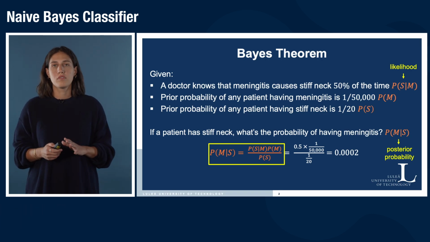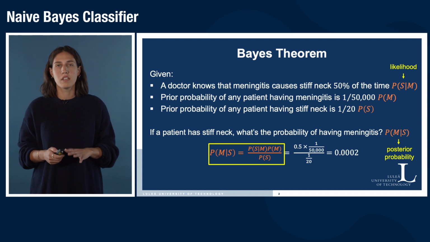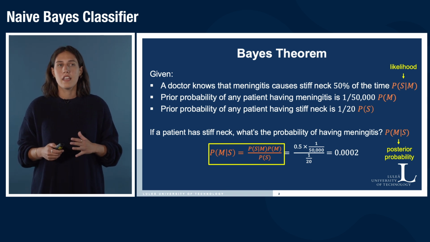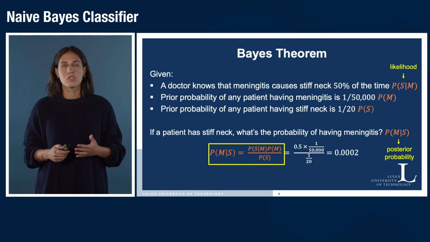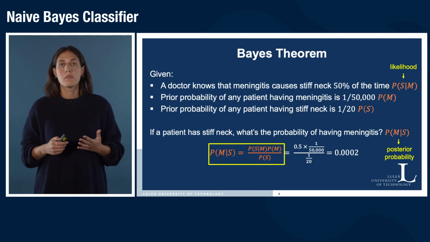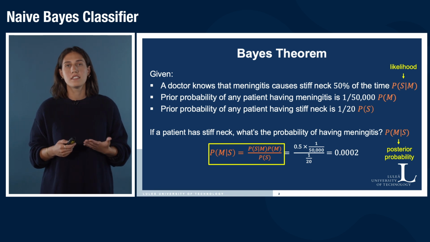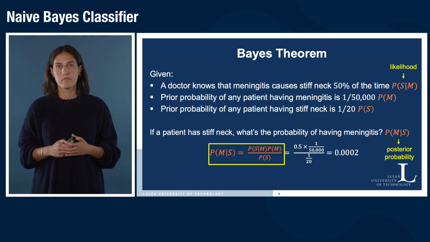Let's say we want to find the probability of a patient having meningitis given that they have a stiff neck. As givens, we have that a doctor knows that meningitis causes stiff neck 50% of the time, that the prior probability of any patient having meningitis is 1 out of 50,000, and that the prior probability of any patient having a stiff neck is 1 out of 20.